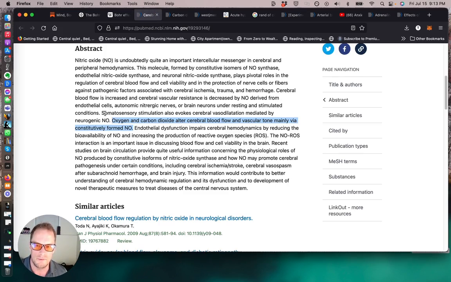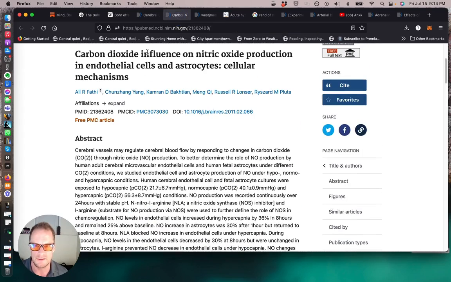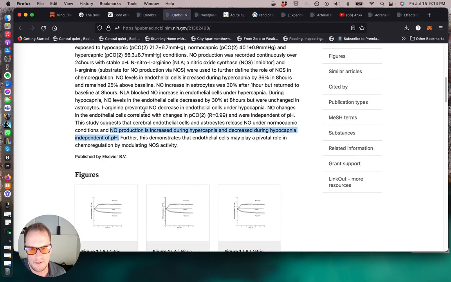All right, so beyond the Bohr effect, we have the fact that the ratios of oxygen and carbon dioxide also affect the release of nitric oxide. And that, in turn, affects the vasodilation or constriction of the same blood vessels. So when you have more carbon dioxide, the tissues release more nitric oxide and they vasodilate. So let's just point that out here. In this study from 2011, carbon dioxide influence on nitric oxide production in endothelial cells and astrocytes, the thing I want to point out is that nitric oxide production is increased during increased carbon dioxide, and then nitric oxide is decreased during hypocapnia.